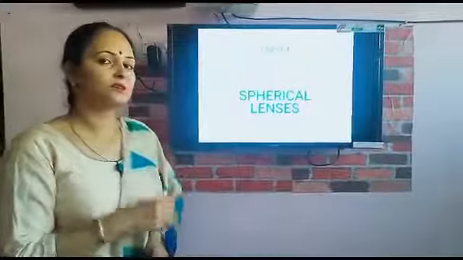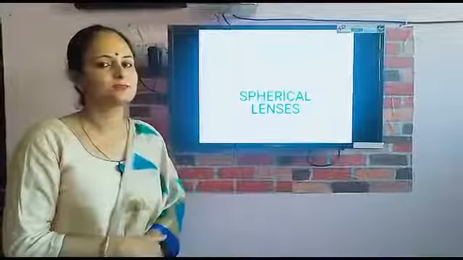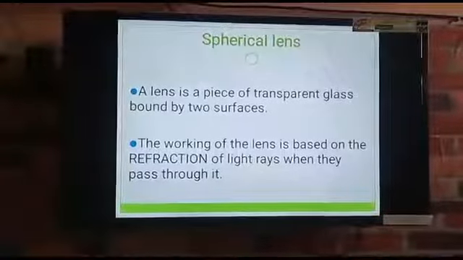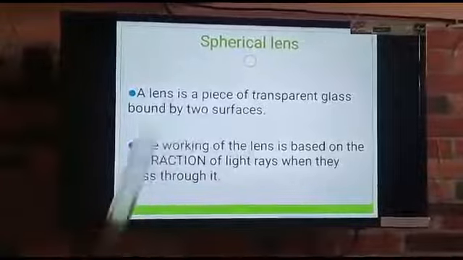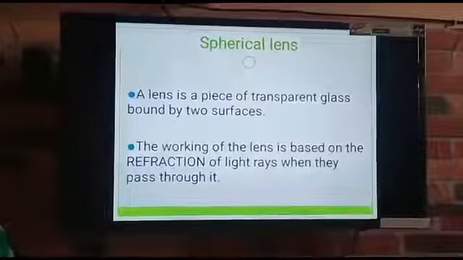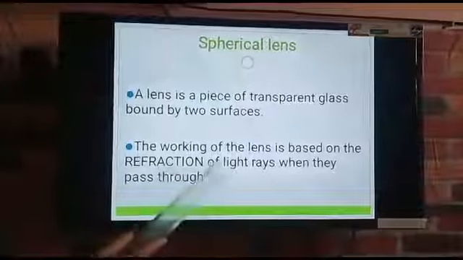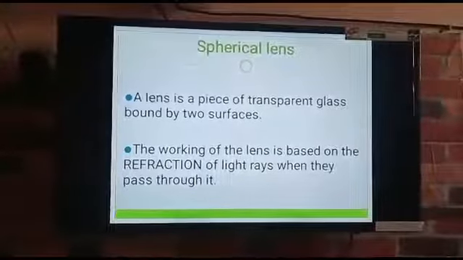So in today's video, we will discuss spherical lenses. So let's get started. Spherical lenses. A lens is a piece of transparent glass which is bound by two surfaces. Two surfaces, that means it is a biconvex or a biconcave lens. The working of the lens is based on the refraction of the light rays when they pass through it.